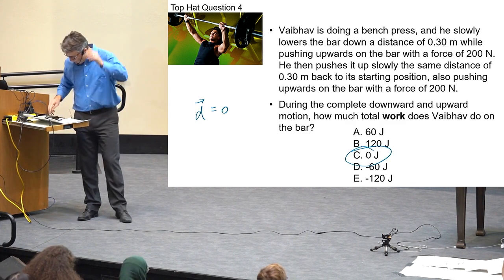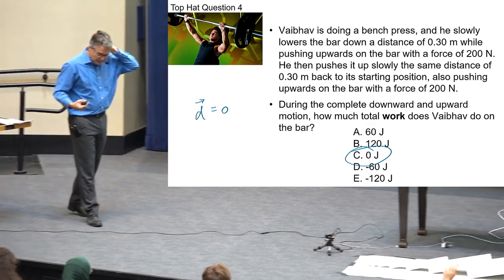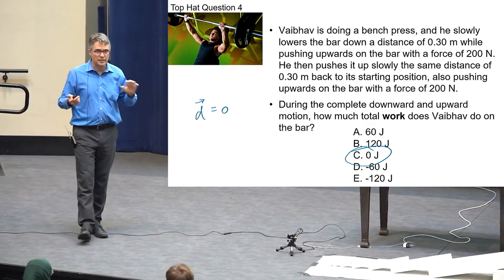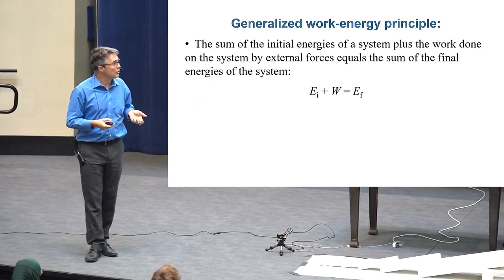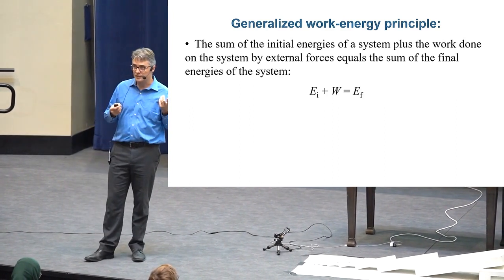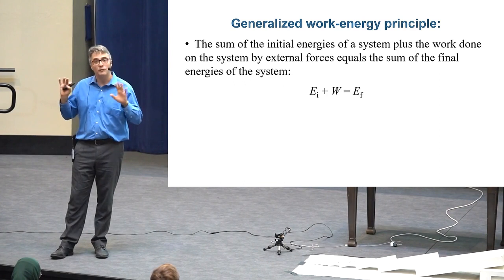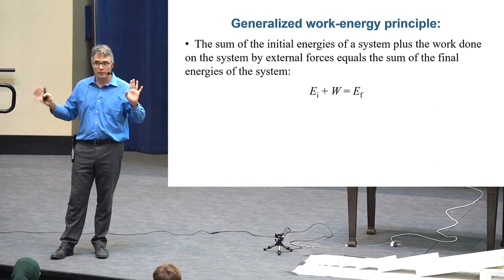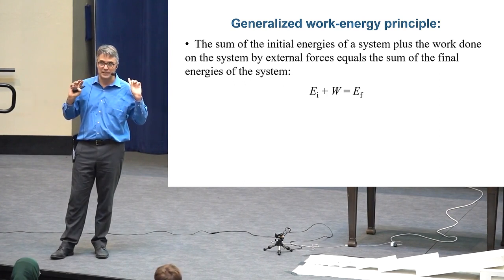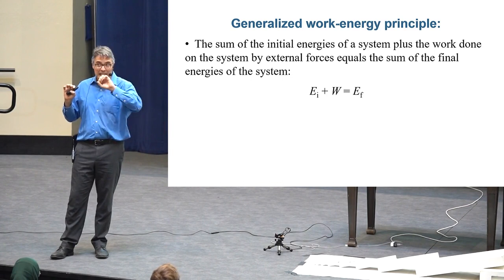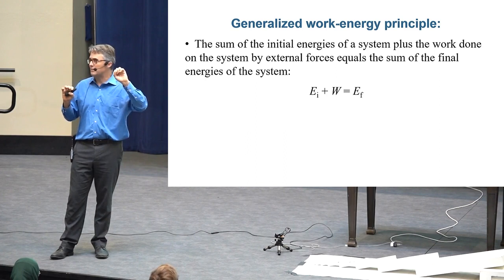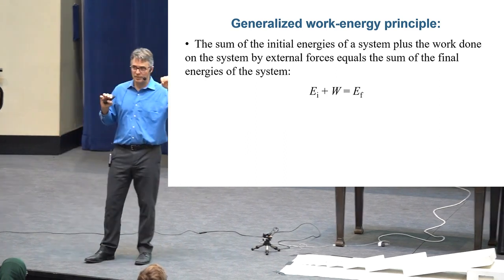Okay. So the idea here is that work is a way of transferring energy in or out of a system. So the sum of the initial energies in a system plus the work equals the final energy. And this may look very familiar to you because there was a chapter 6 equation that said P initial plus, it wasn't work, it was plus the impulse equals P final.